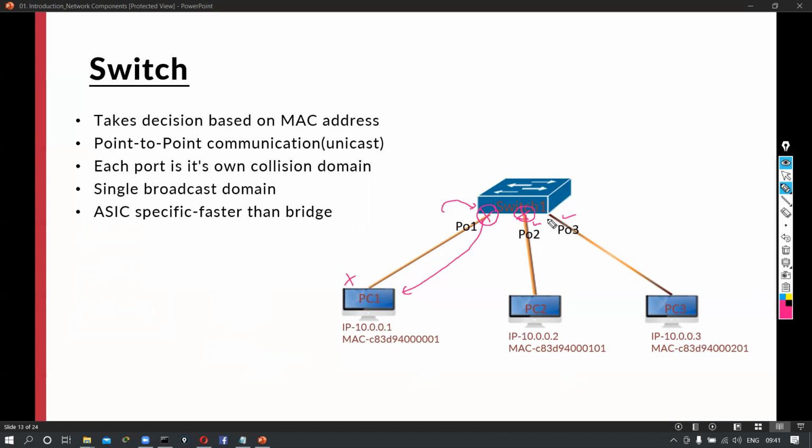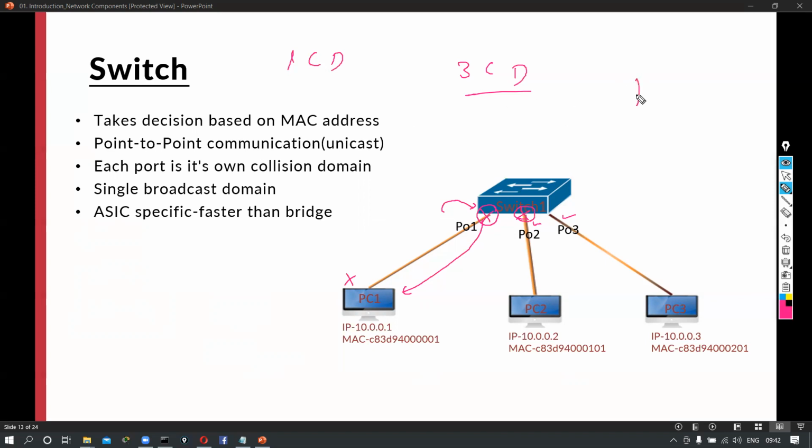How many ports are there here? Three now. That means how many collision domains? Three collision domains. What about the hub? Once a collision occurs, it is applicable for all the ports. That means only one collision domain. Okay, what about the router?